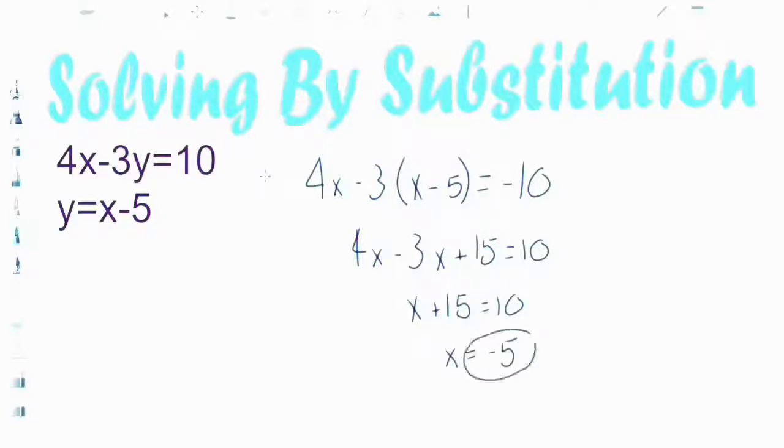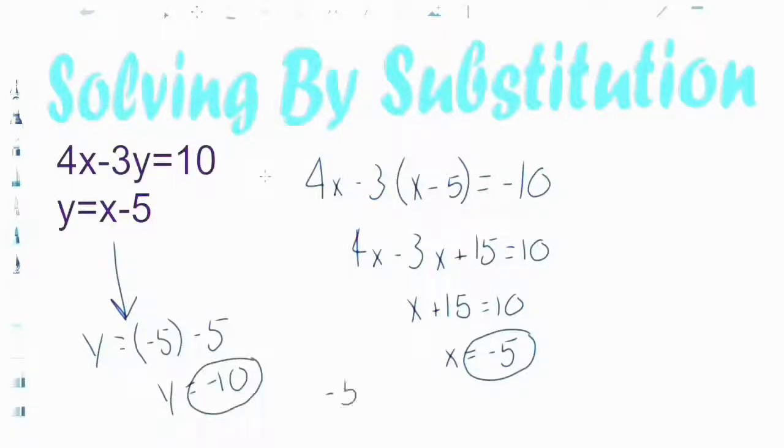You then plug that into your y equation, and then it'll be y equals negative 5 minus 5, which will then go down to y equals negative 10. Then that's your coordinate point or solution.